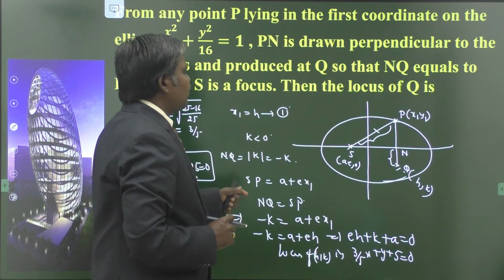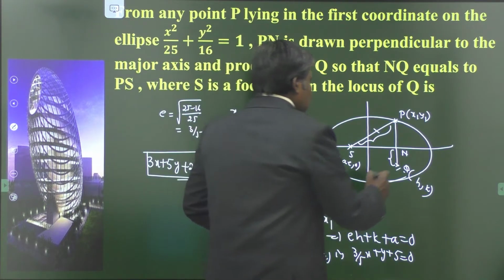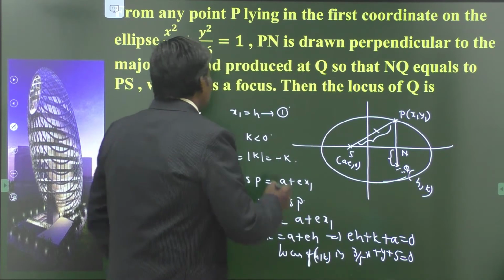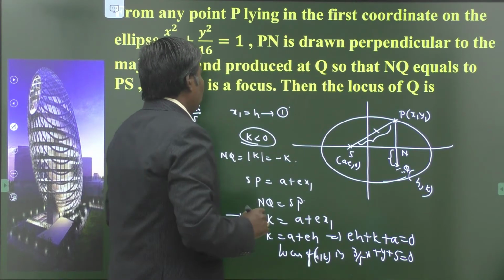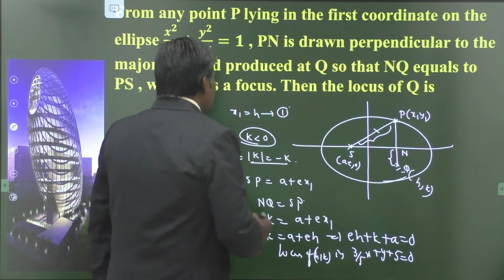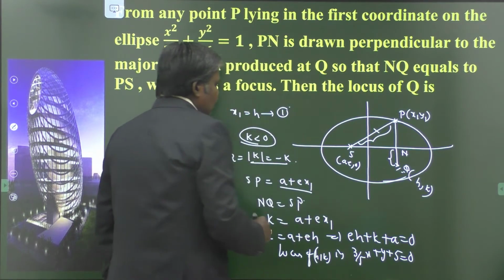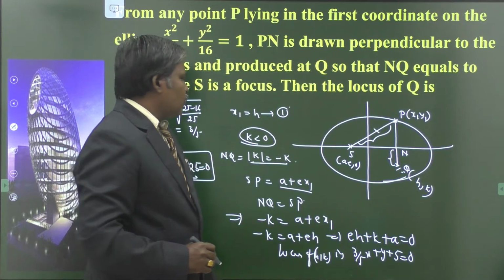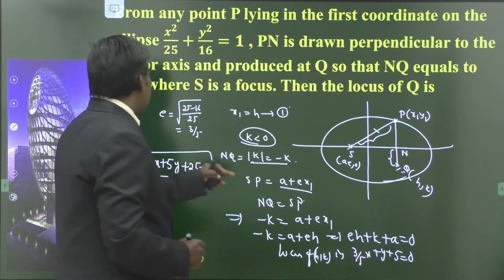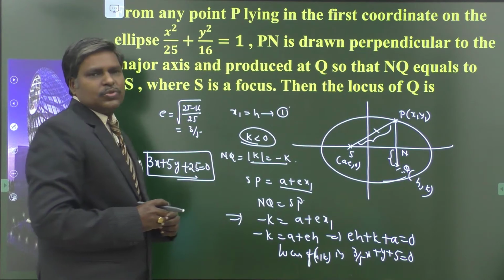So one and only thing you have to observe, my dears, this is NQ. Your point Q is below the x-axis, so you choose k less than 0. Therefore mod k is equal to minus k. This is one of the observations, and focal distance we are taking as a plus e x1. So from these conditions we obtain the locus as a straight line, that is 3x plus 5y plus 25 equal to 0.